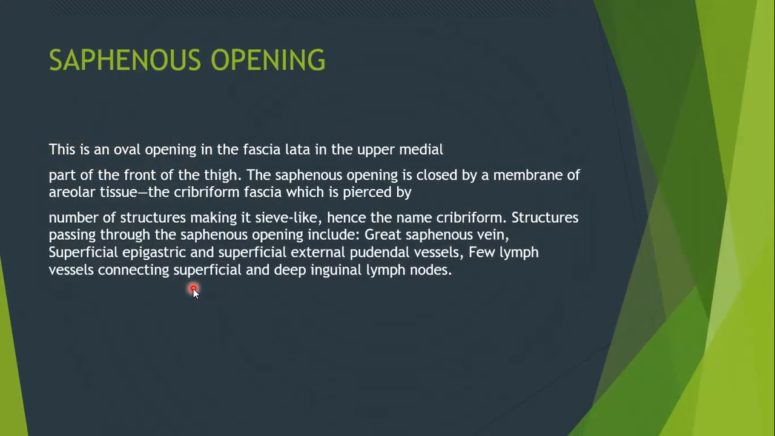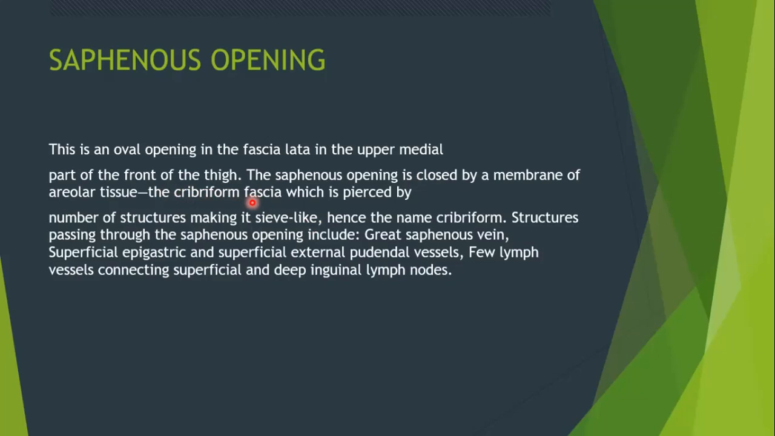Now let's look at the other modification of the fascia lata, the saphenous opening, which is an oval opening in the fascia lata in the upper medial part of the front of the thigh. So it is an opening of the fascia lata, which usually covers the roof of the femoral triangle. Now, the saphenous opening is closed by a membrane of areolar tissue, which is pierced by numerous structures, hence it is sieve-like. So that is why it is called cribriform fascia. Cribriform means sieve.